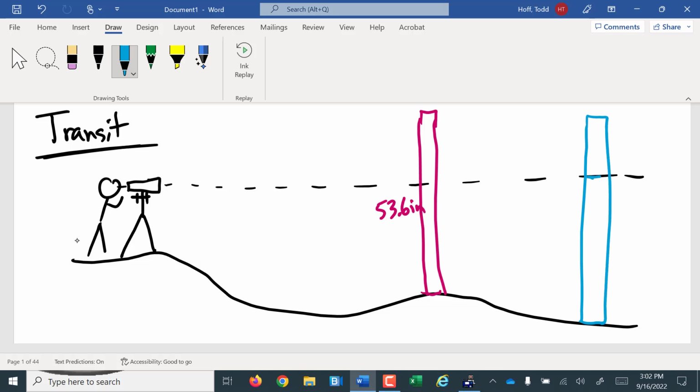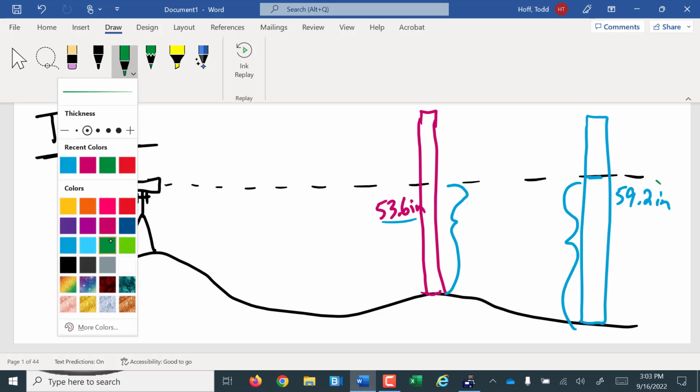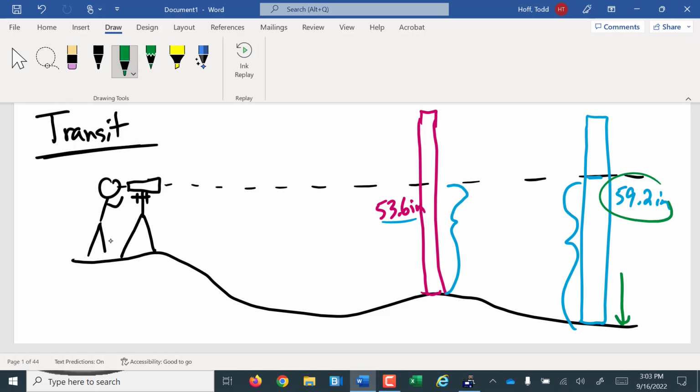Would I expect the reading on this rod to be larger or smaller than 53.6? The distance from the ground to my line of sight, is it bigger or smaller? It's bigger. I would expect this number to be bigger. This might be like 59.2 inches. The bigger number, larger number here, means a lower elevation because it's further down from the line of sight to the ground there. That's one of the biggest mistakes people make when reading a transit: they get that backwards.